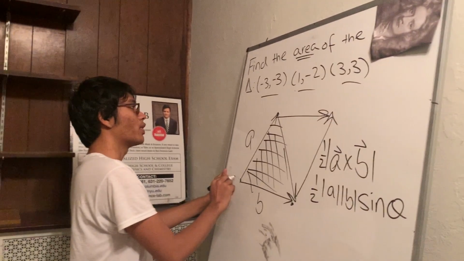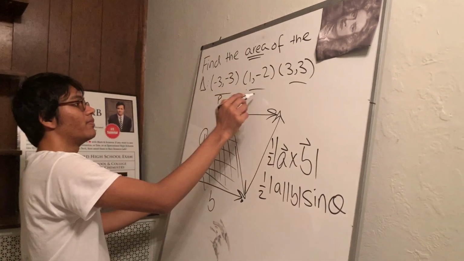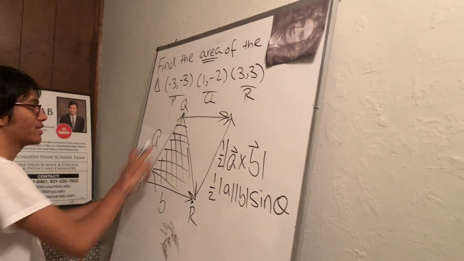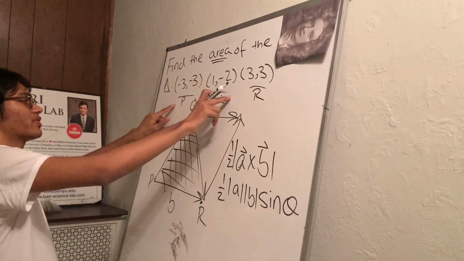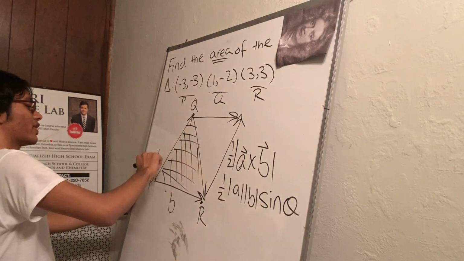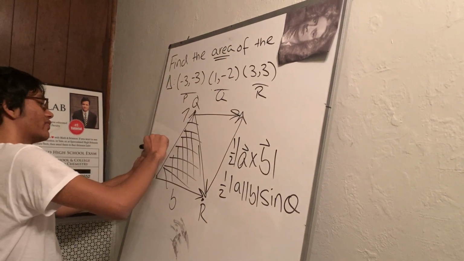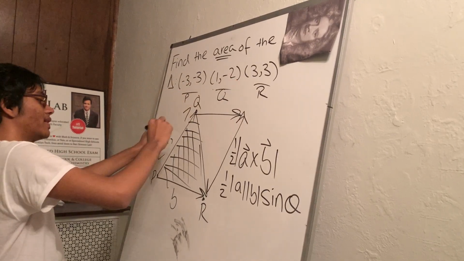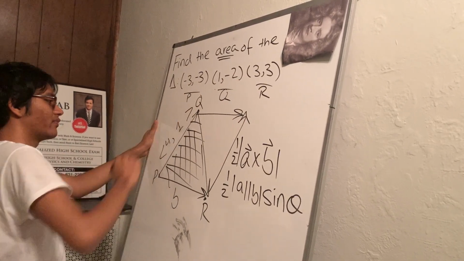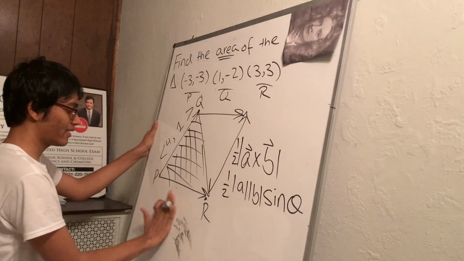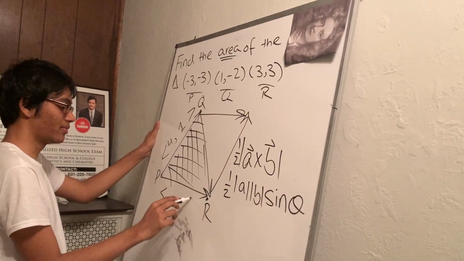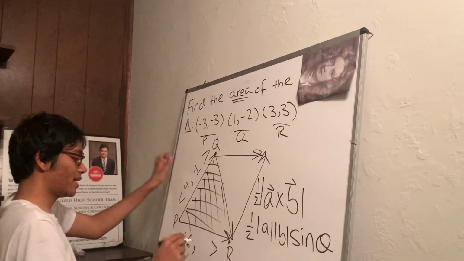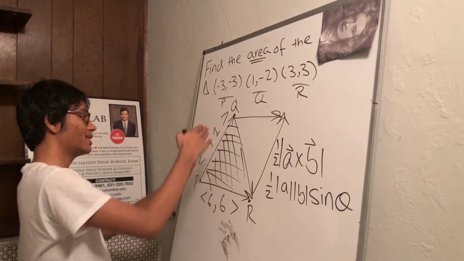Well, we can use these points, right? Let's call this point P, point Q, point R. Okay, so we've got our 3 points. So let's find our first vector PQ. Our first vector PQ is going to be 1 minus -3, which is 4, and -2 minus -3, which is +1. Okay, good. And what about our second vector B? What is our second vector going to be? Well, take PR, right? So 3 minus -3, again 3 minus -3, you get 6, 6. So A is 4, 1 and B is 6, 6.